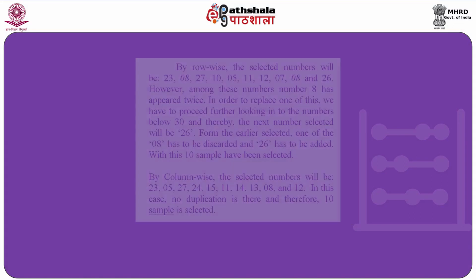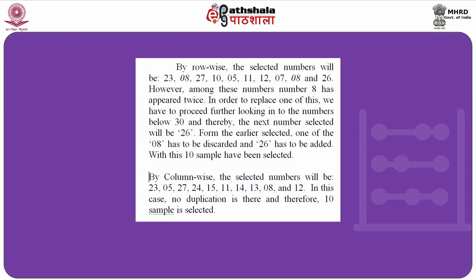Row wise, the selected numbers will be 23, 8, 27, 10, 5, 11, 12, 7, 8 and 26, as these are below 30. However, among these numbers, number 8 has appeared twice. In order to replace one of these, we have to proceed further looking for numbers below 30, and thereby the next number selected will be 25. One of the 8s has to be discarded and 25 has to be added. With this, 10 samples have been selected.